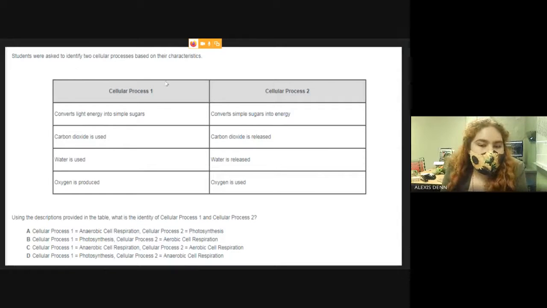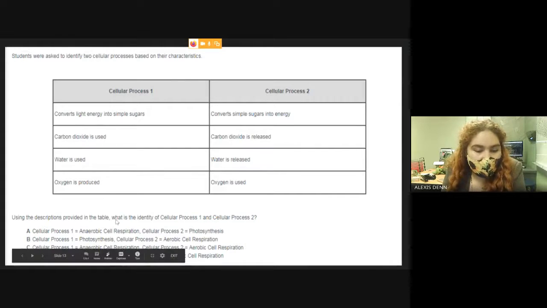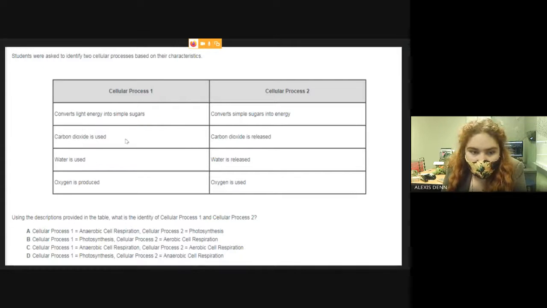Students were asked to identify two cellular processes based on their characteristics. Using the descriptions provided in the table, what is the identity of cellular process 1 and cellular process 2? One at a time. What's happening? Cellular process 1 converts light energy into simple sugars, carbon dioxide is used, water is used, and oxygen is produced. I know my equations. Which process uses light energy? Is it photosynthesis or cellular respiration that uses light energy? Photosynthesis, right, Adrian? So we can get rid of A and C.